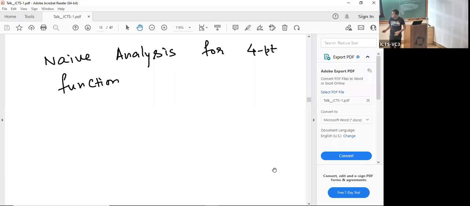So I'm now going to first show how this result can actually be very interesting if I go over to the 4-point function. First I'm going to do a very naive analysis of the 4-point function, and then I'm going to make it precise.